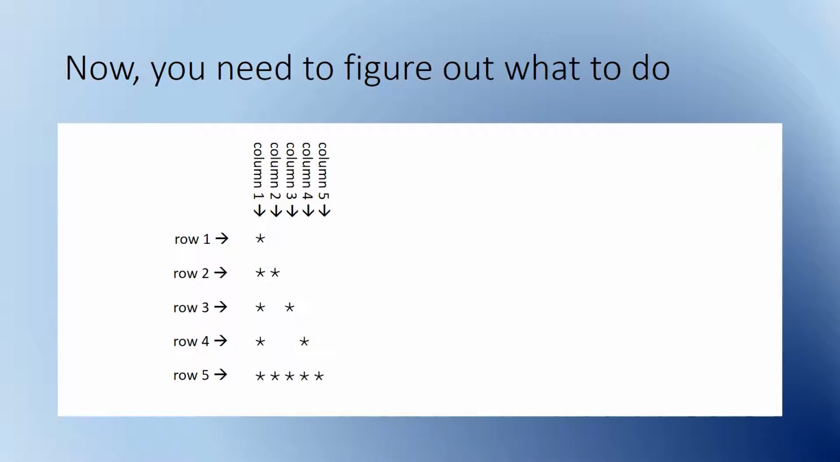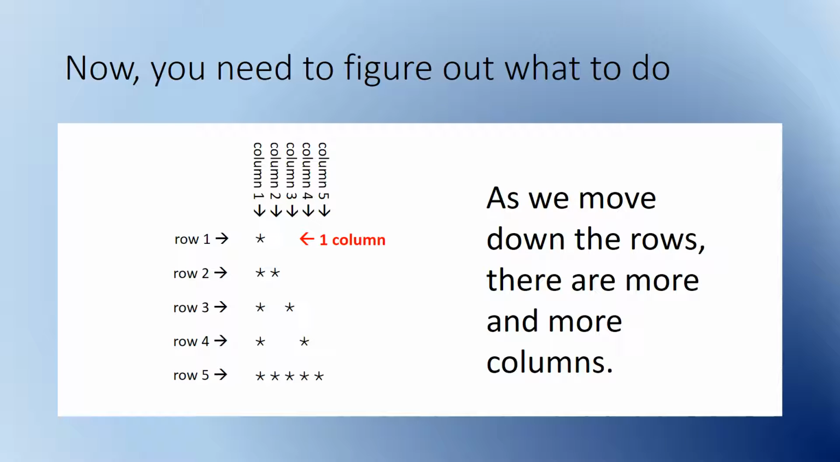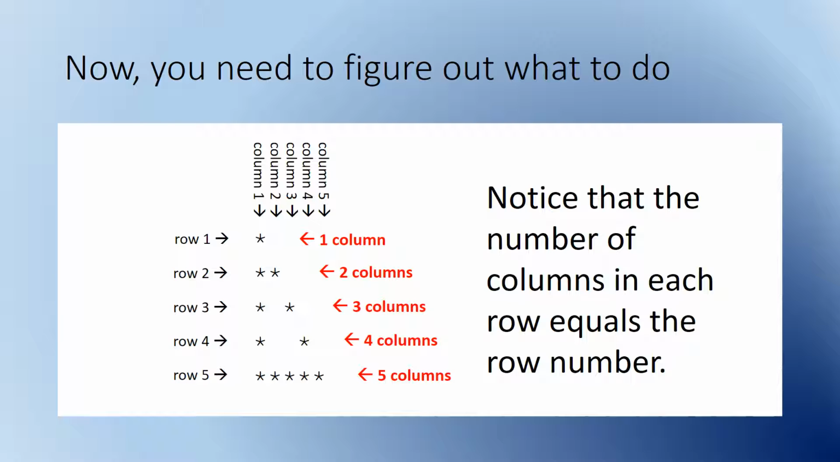You can't solve any problem without first really analyzing what that problem is. So we'll look at the example output that was given and analyze it. For row 1, there's only 1 column. Row 2 has 2 columns. Row 3 has a 3rd column. Row 4 has 4 columns. Row 5 has 5 columns. So for each row, the number of columns matches the row number you're actually on.